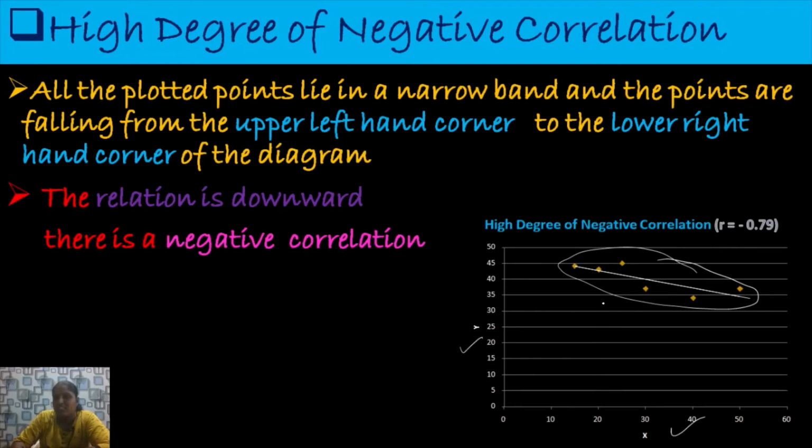Here the relation is downward and the plotted points form a narrow band like this. So there exists a high degree of negative correlation between the two variables x and y.